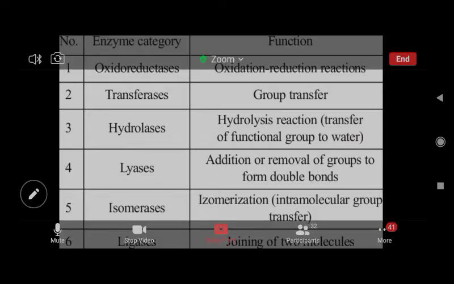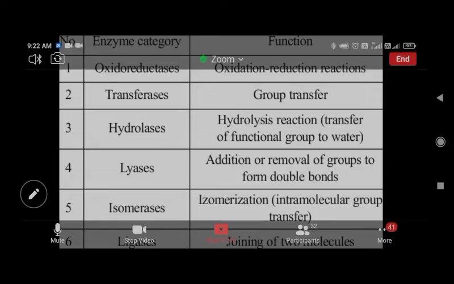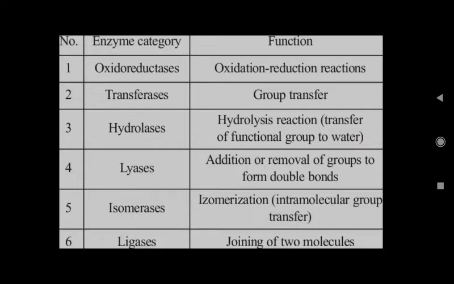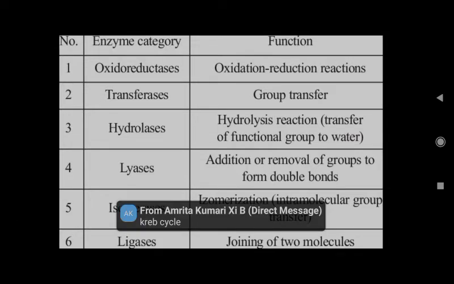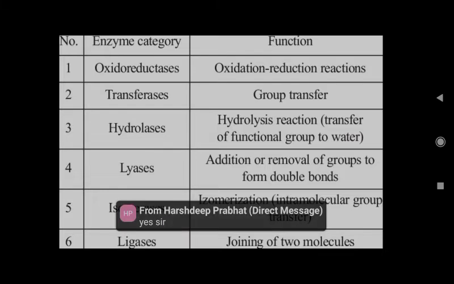Lysases. Lysases, I am asking you again, can you remember any of the enzymes in the TCA cycle, or have you heard the name of the enzyme which we have done previously? Carboxylase. Carboxylase, students, carboxylase. In which pathway have we studied carboxylase?